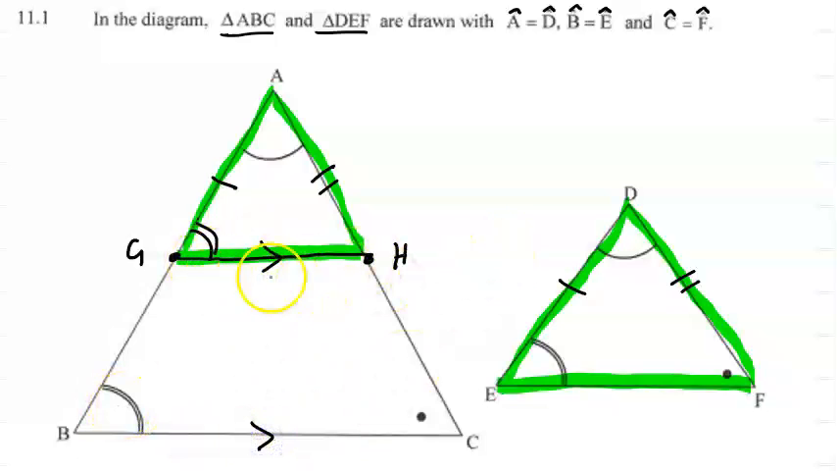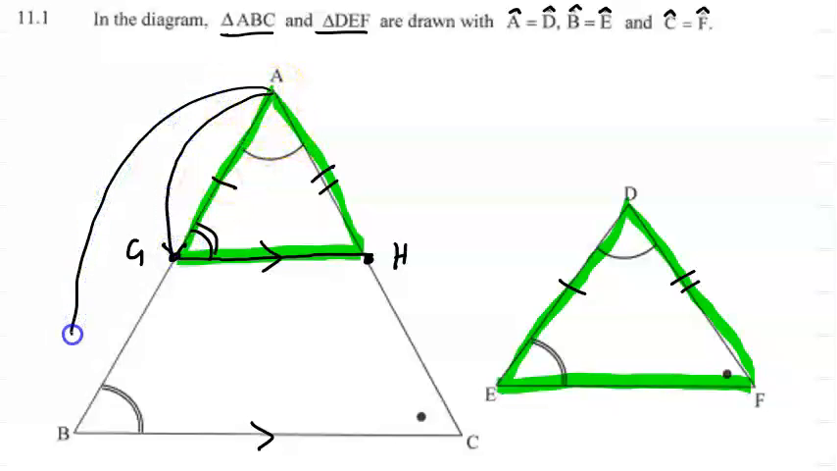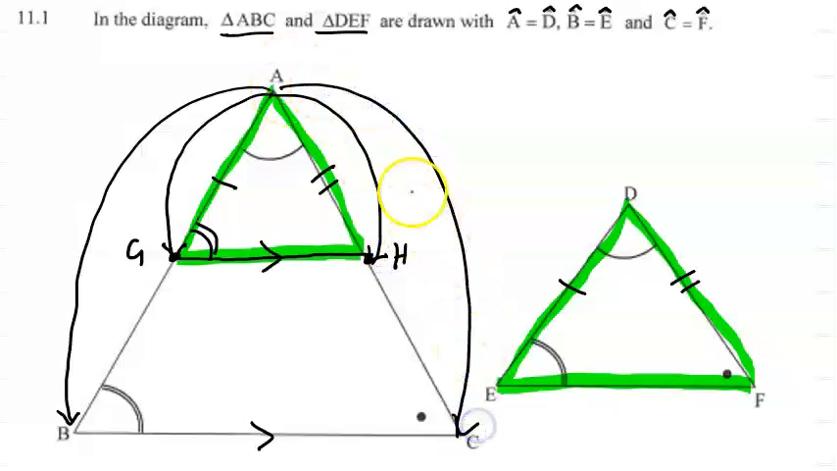After we do that, remember now that we have proven that GH is parallel to BC, the sides of this triangle ABC will be in proportion. Then our final statements will be as follows. We can then say that AG over AB is going to equal AH over AC.